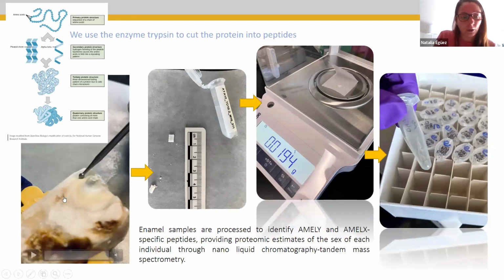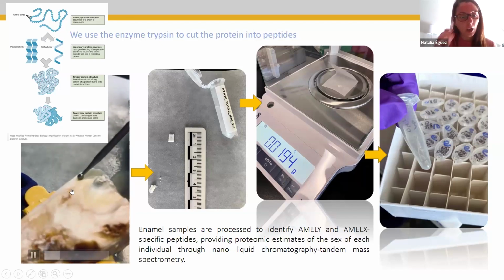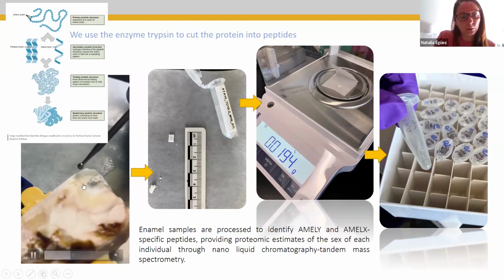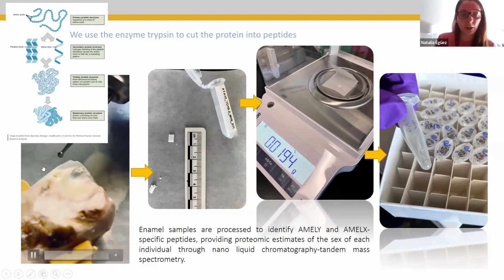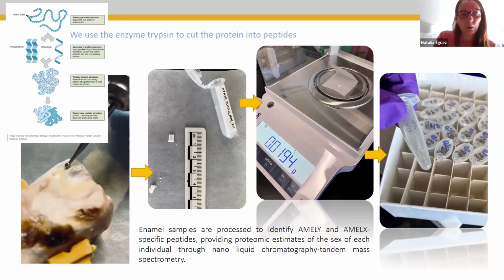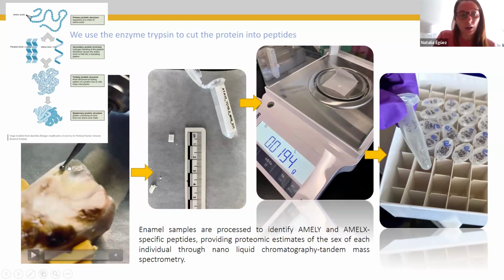So what we usually do is, this is a horse tooth. We have to be very careful to take out the dentin, because the dentin has other proteins like collagen, keratins, etc. And we don't want that in our sample because we are just focusing on the amelogenin. So this part, the outer part, is the enamel, so that's what we want to sample.